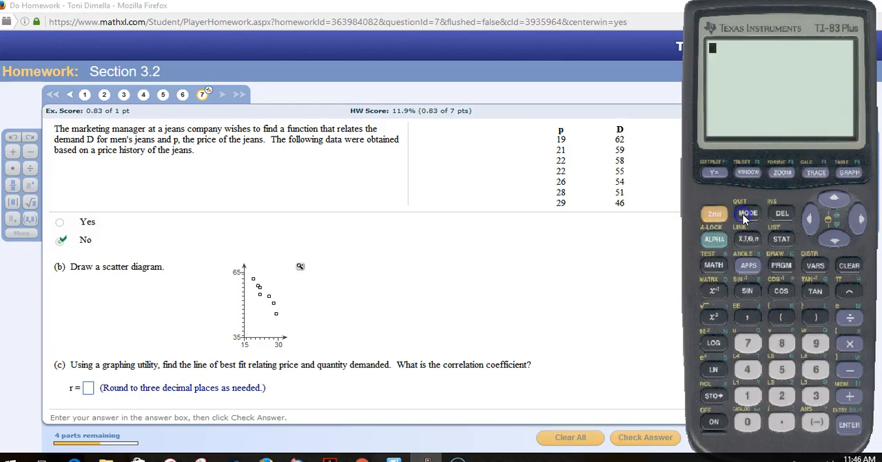Hit second mode, and we're going to find our line of best fit and our correlation. But first we have to let it know that we want to find the correlation. You'll only need to do this once.